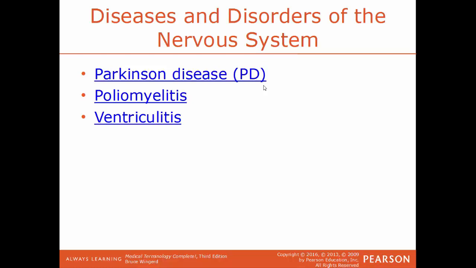Poliomyelitis. This is an infectious viral disease that affects the nervous system. It can lead to either temporary or permanent paralysis. This is also called infantile paralysis. Ventriculitis. This is inflammation of the ventricles of the brain. The ventricles of the brain are where you'll find the cerebrospinal fluid washing around inside.